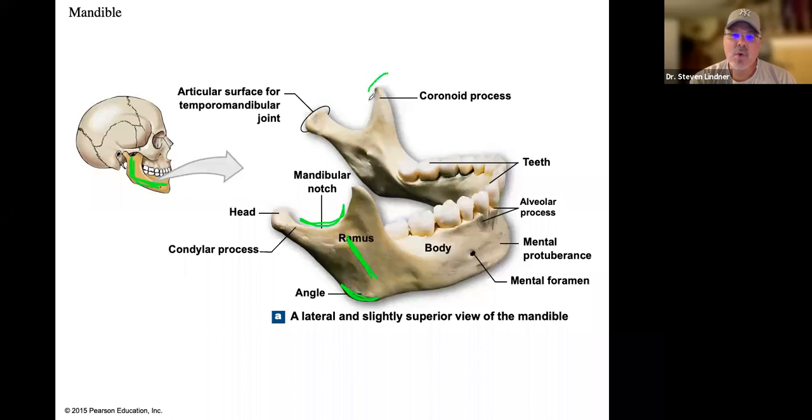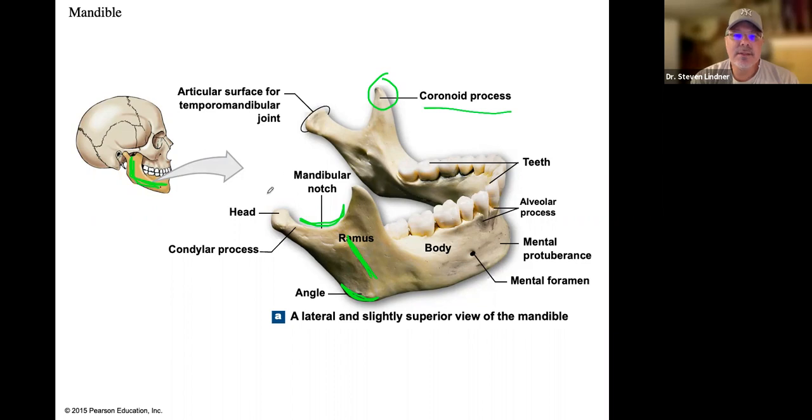You have a coronoid process, not to be confused with a coracoid process, because we haven't done coracoid yet, but there is a coracoid process of the scapula. Okay, don't confuse the two.